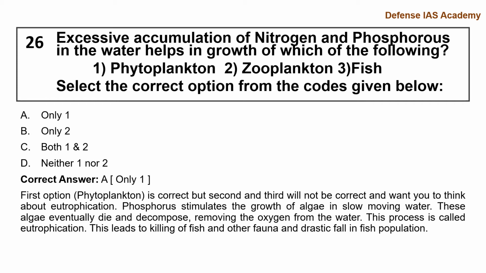First option, phytoplankton, is correct, but second and third will not be correct. I want you to think about eutrophication. Phosphorus stimulates the growth of algae in slow moving water. These algae eventually die and decompose, removing the oxygen from the water. This process is called eutrophication. This leads to killing of fish and other fauna and a drastic fall in fish population.